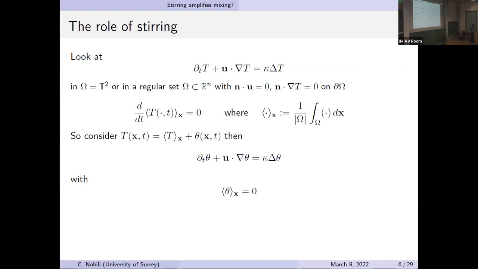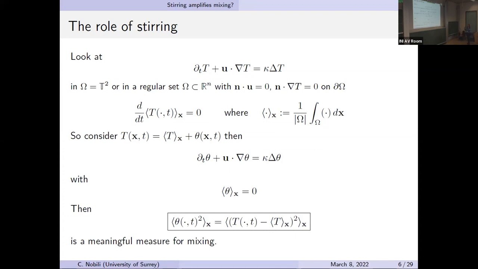Okay, so then what makes sense to do is to write down T as the sum of the volume average plus some fluctuation theta. And you see that now the function theta is satisfying the advection diffusion equation, and now it has zero average. So this is the equation I will be looking at, because if I look at this quantity, the volume average of theta squared, which is exactly this difference squared, then this is measuring the distance of T from its average. And this is a measure for mixing.